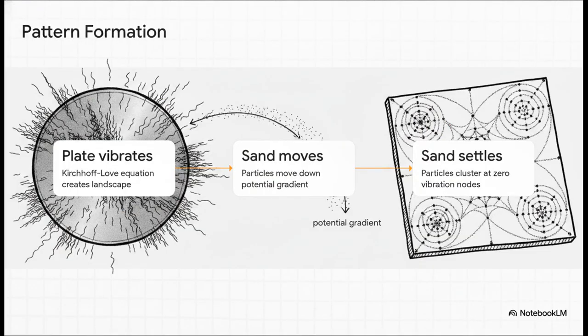Let's look at the actual mechanics of how this happens. First, the metal plate vibrates according to what's known as the Kirchhoff-Love equation, which creates an invisible landscape of high and low energy. Second, the totally mindless sand particles just move blindly down this potential gradient. They are literally being pushed away from the violent shaking. And third, the particles settle at the nodes, the quiet areas of zero vibration. By clustering in those quiet zones, the sand draws stable boundary lines right across the plate.